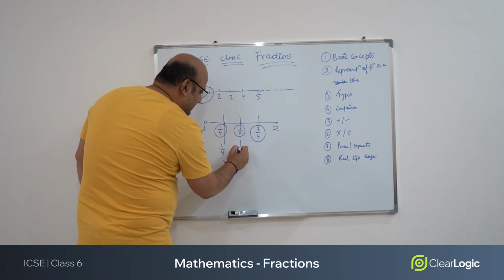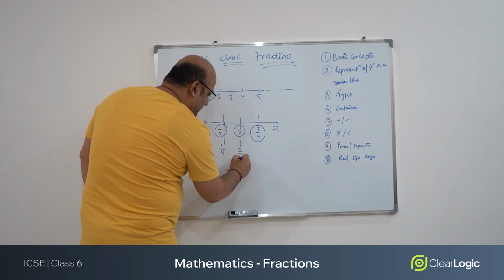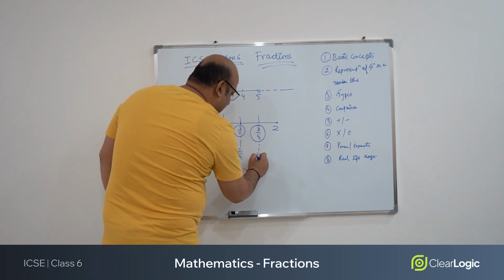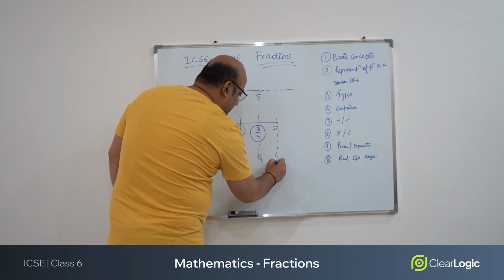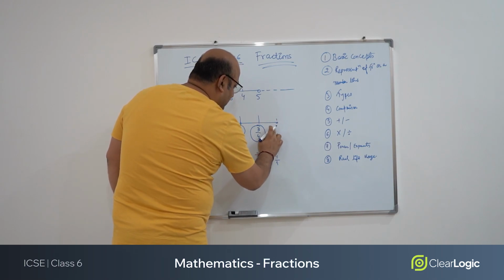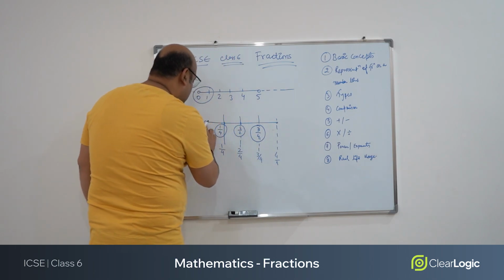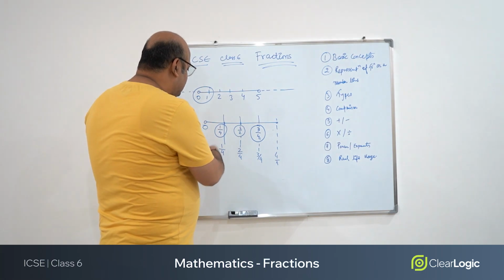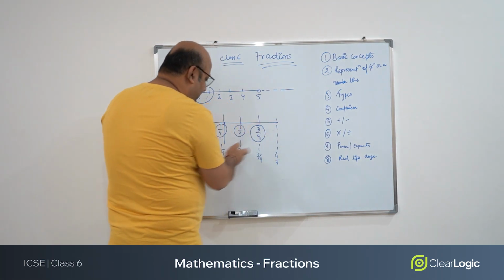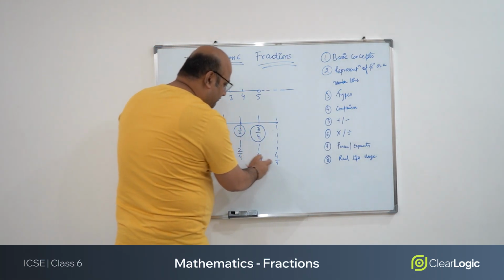This we can call 2 by 4. This we'll call 3 by 4. And this we call 4 by 4. Considering this is 1 and this is 0. So now if you divide this one whole into 4 parts, you will get 1 by 4, 2 by 4, 3 by 4 and 4 by 4.